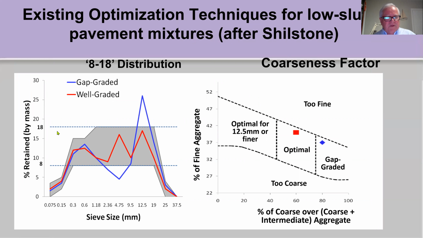he developed the 818 curve, which means no more than 18% of the material aggregate should be on any one sieve and no less than 8. So it should be in that range. So it's in the red shows that, the blue falls out of it. And this coarseness factor is the percent fine aggregate versus the percent of coarse aggregate over the total coarse and intermediate aggregate. We want to be in that box in the middle where it says optimum.